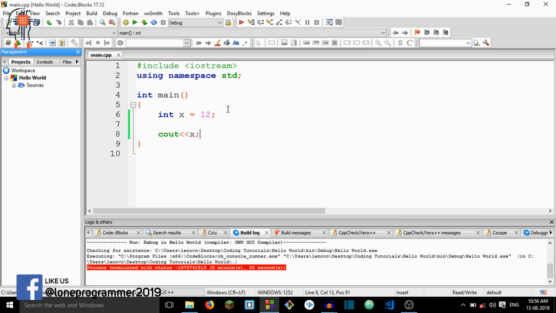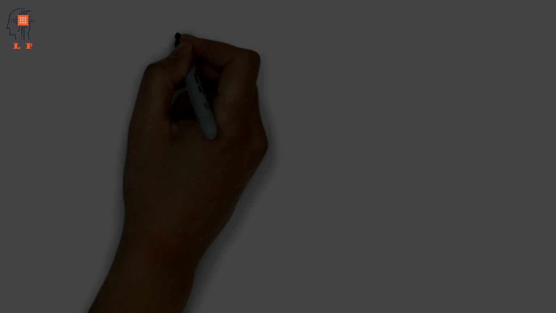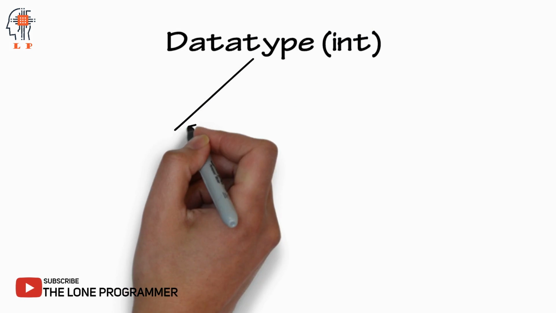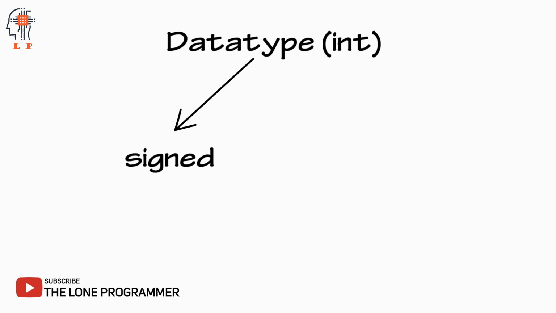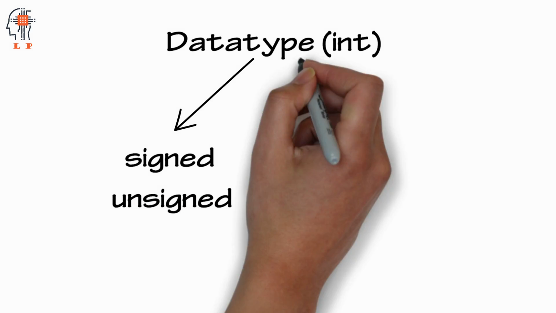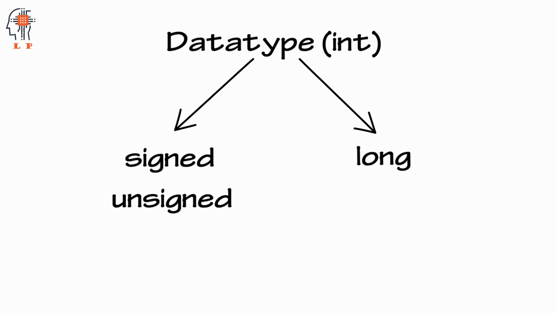But integer data types can be modified. The range, the size, everything can be modified. That's when modifiers come into place. Now let's discuss modifiers a bit. Datatype modifiers can be of two different types. They can be signed or unsigned, and also they can be long and short. Now what does this mean in detail? Let's see.